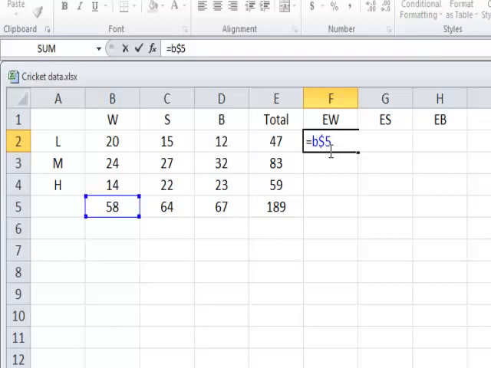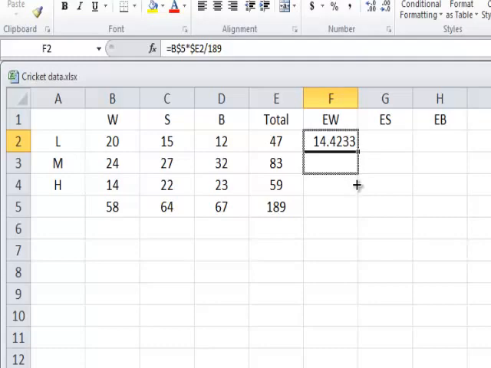Okay, let's see. Let's hope. 47. $5 star E2. Yes, E2. $E2, I think. $E2 slash 189. By fixing E2, let's see what happens. Let's try to see if it works. There's a way to do this so that it works, but let's see if it works.